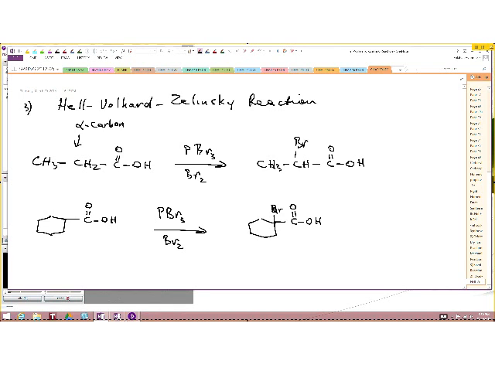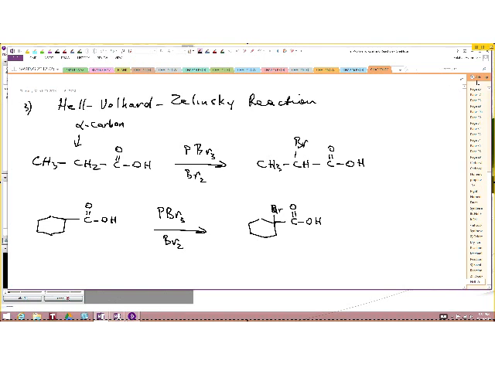One more reaction of carboxylic acid before we go into working problems today. Oh, we have plenty of time. You like that?